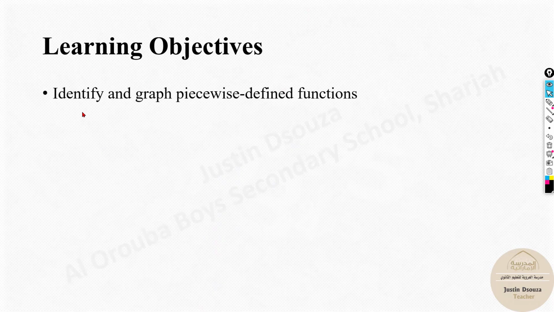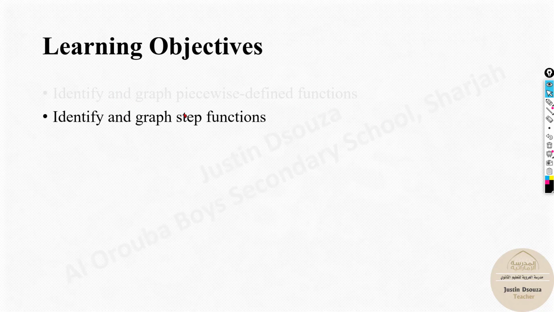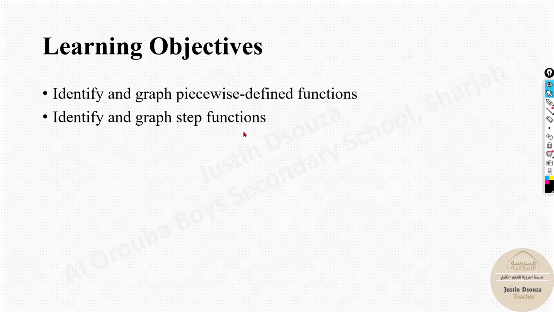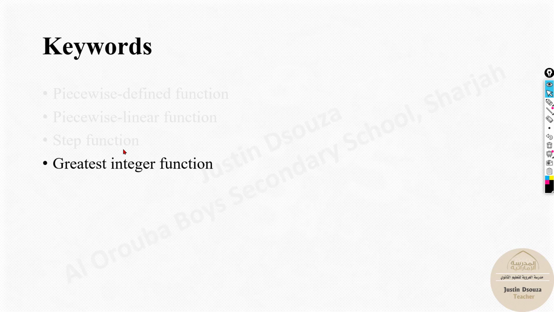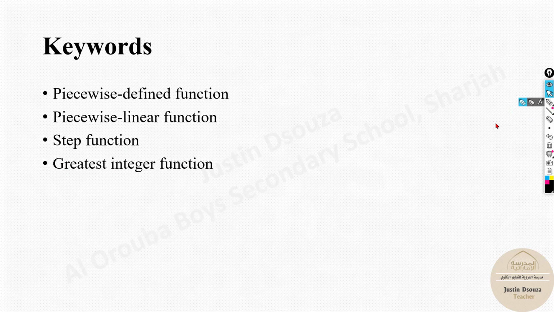The learning objectives are identifying and graphing piecewise defined functions, and identifying and graphing step functions. These are the two objectives which we'll cover in this video. And the keywords are piecewise defined function, piecewise linear function, step function, greatest integer function. Now, many of these words might sound new or different. Don't worry, all of this will be explained in this video.